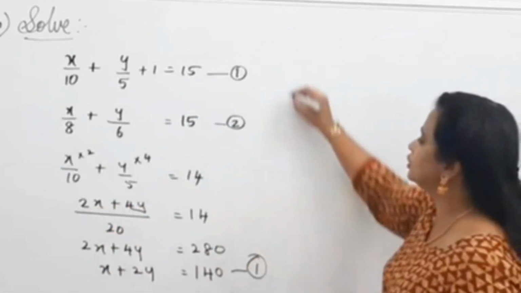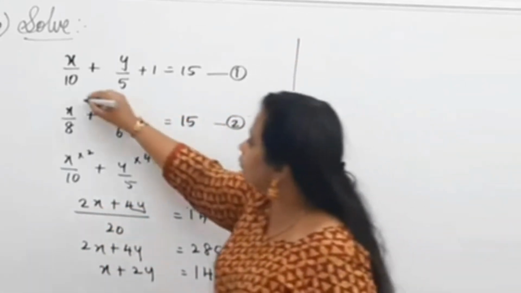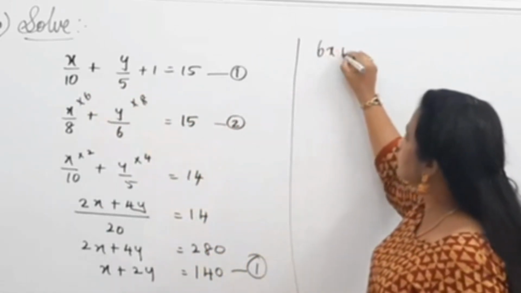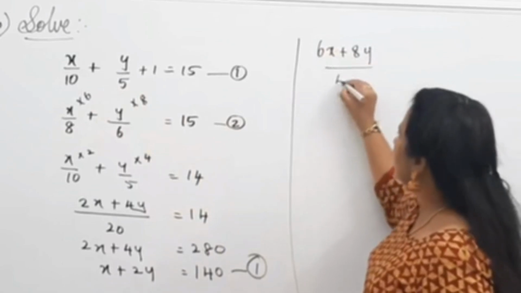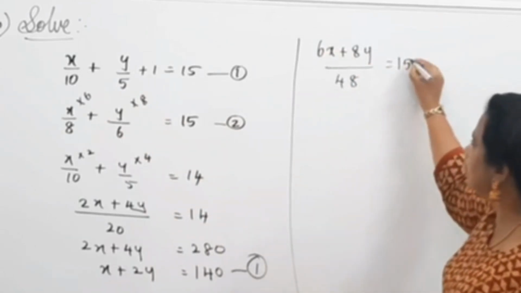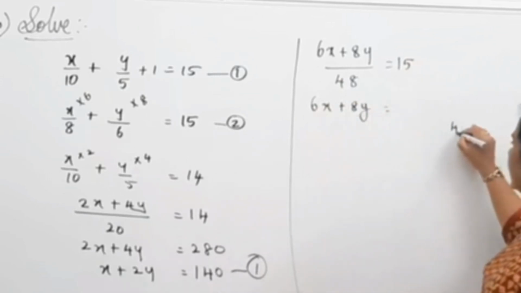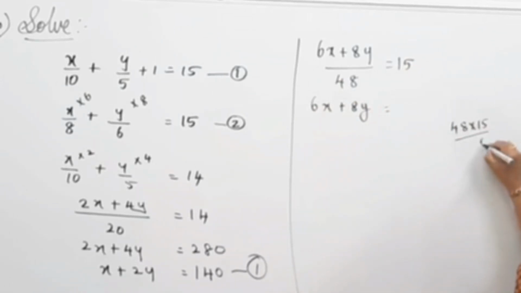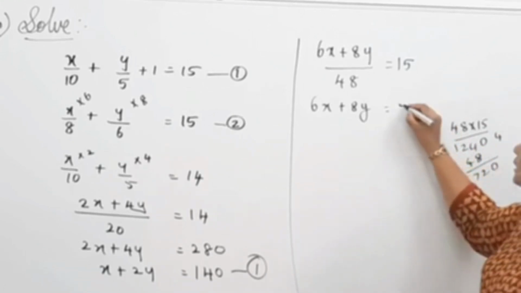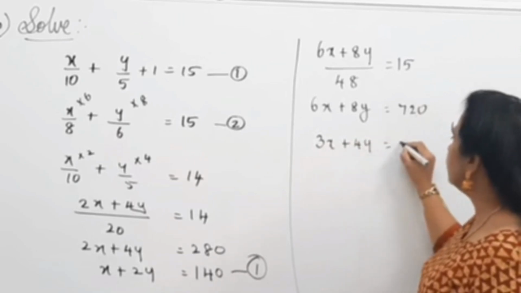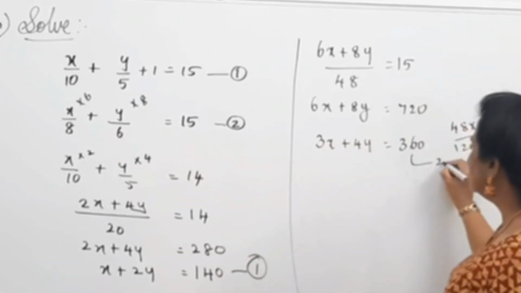Now my second equation, I simplify. So this I would multiply by 6 and this multiply by 8. So I get 6x plus 8y divided by 48 is equal to 15. So I have 6x plus 8y is equal to 48 into 15, which is 720. But on simplification, 3x plus 4y is equal to 360. So this is my second equation.